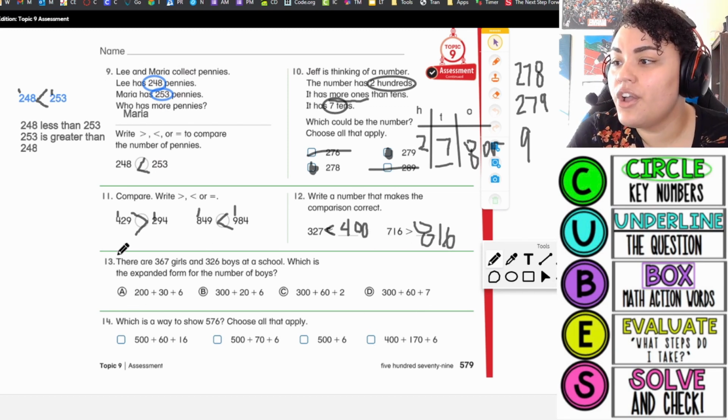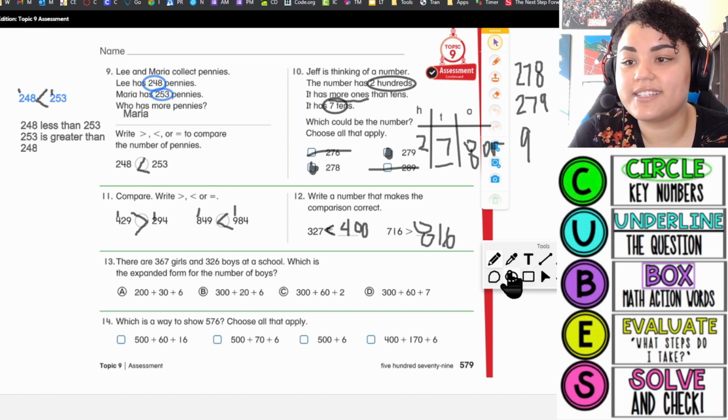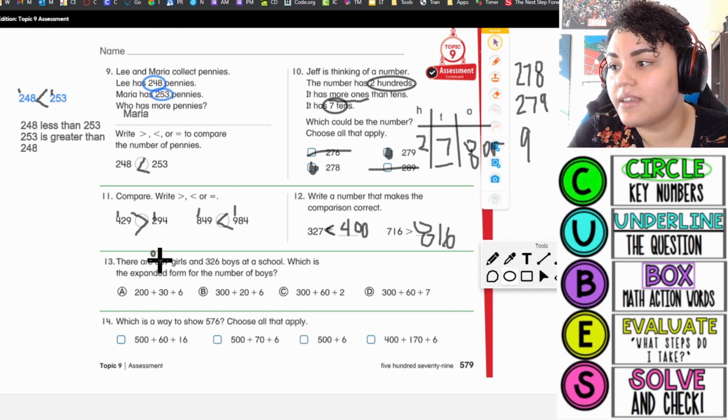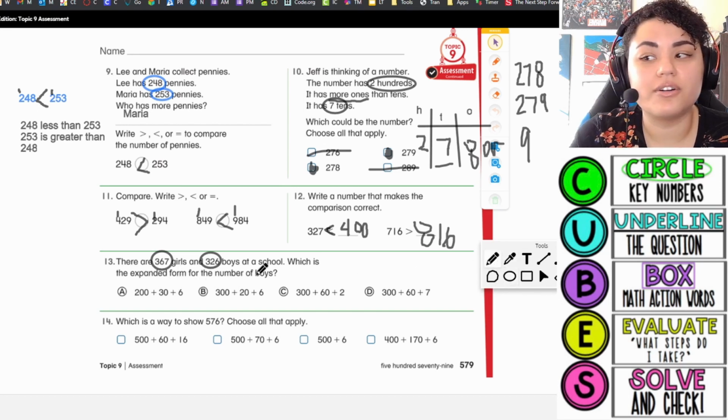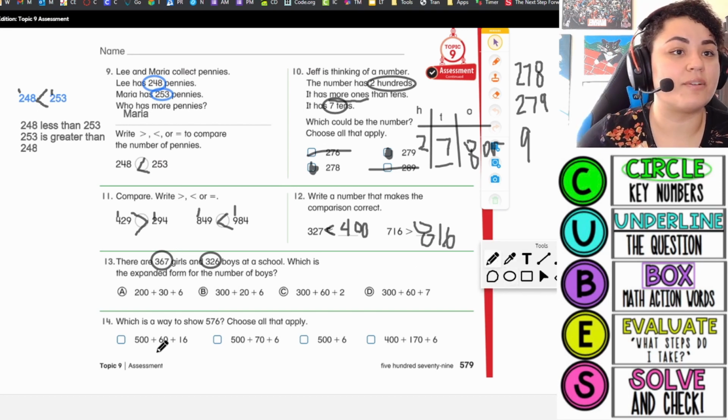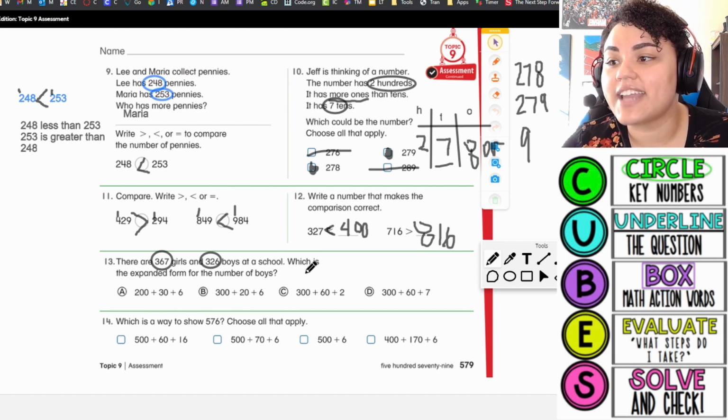Number 13, there are 367 girls, let's circle that, and 326 boys at a school. Which is the expanded form for the number of boys? Uh-oh, we got some unnecessary information. So it's not even asking us about the girls, so let's cross out that information.